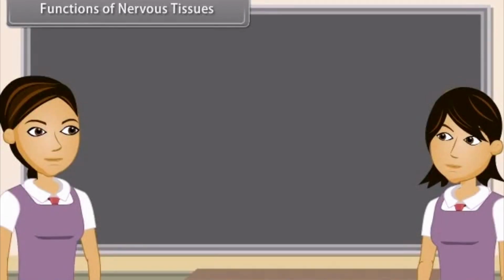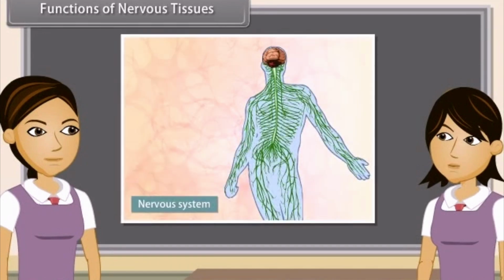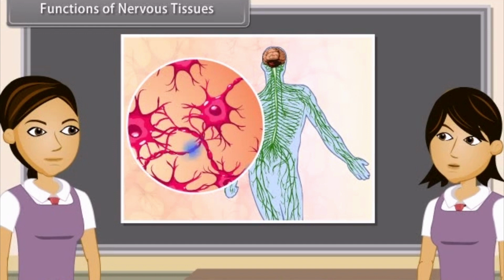Functions of nervous tissues. The dendrites receive impulses and the axon takes impulses away from the cell body. An impulse is the passage of electrical activity along the axon of a nerve cell.